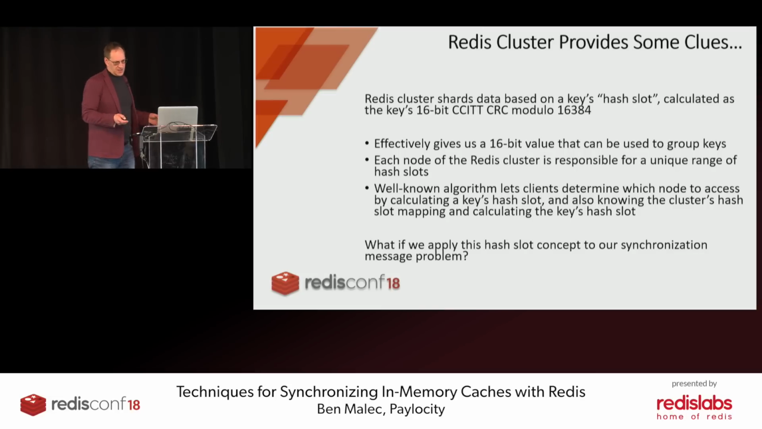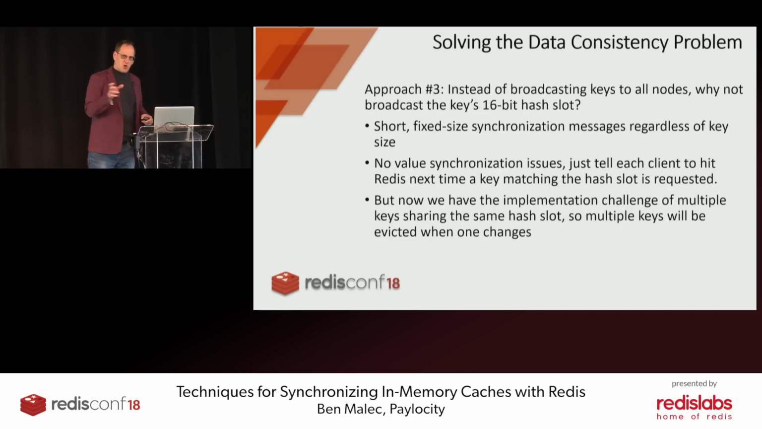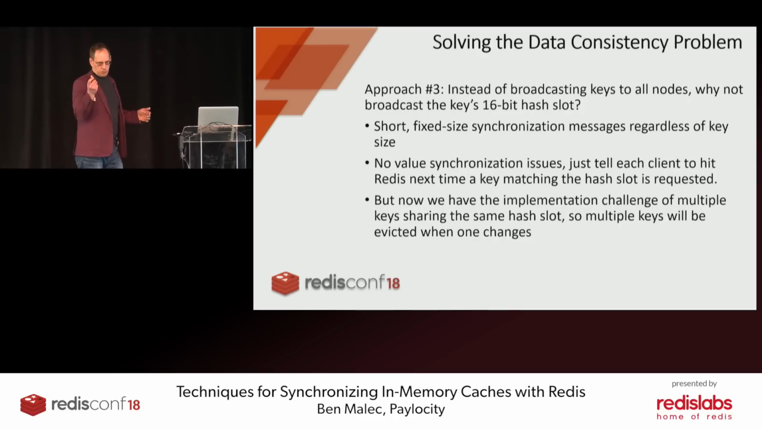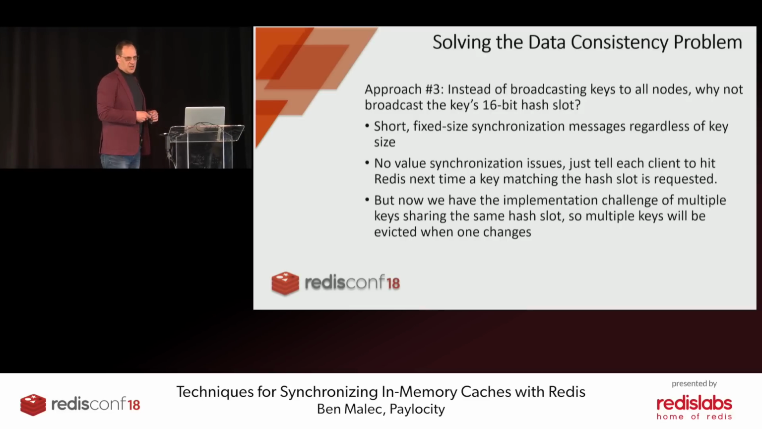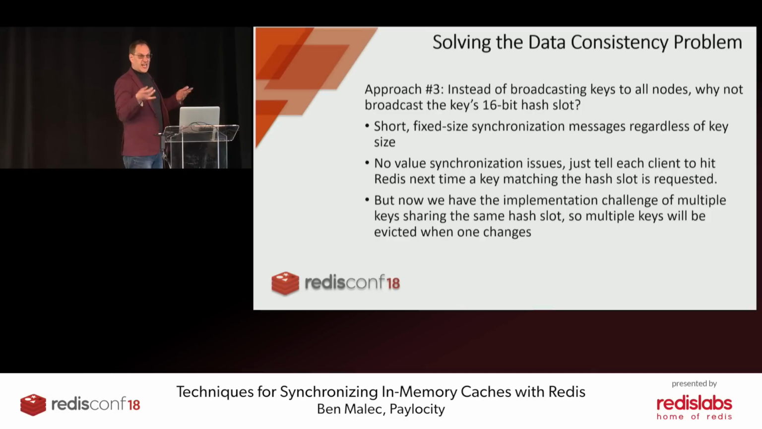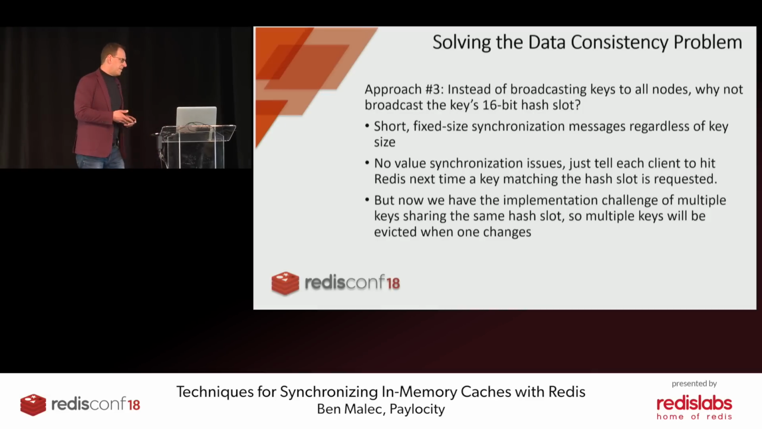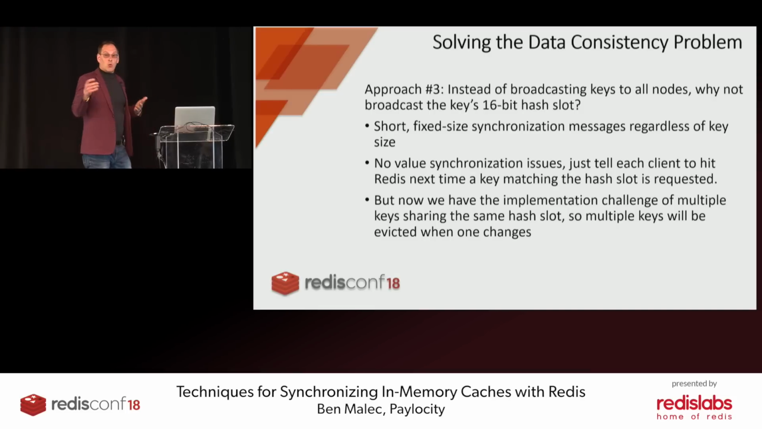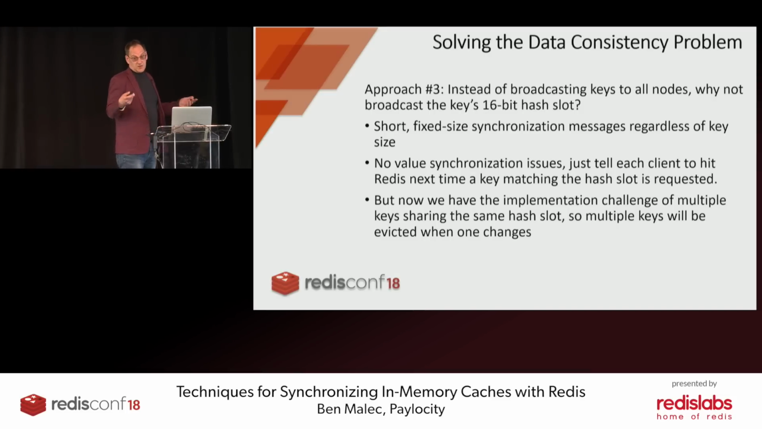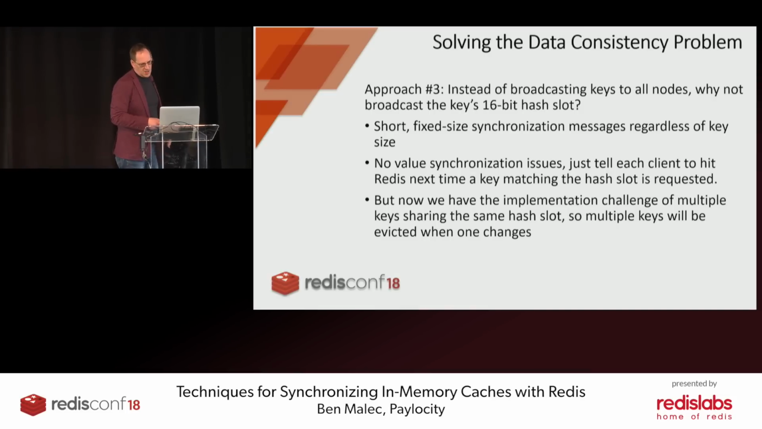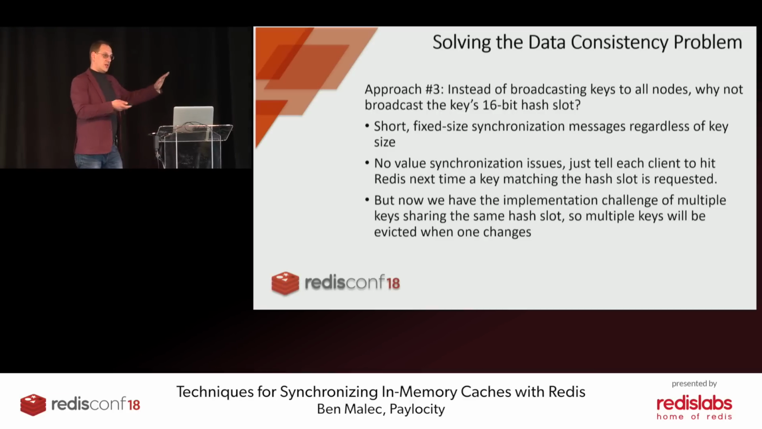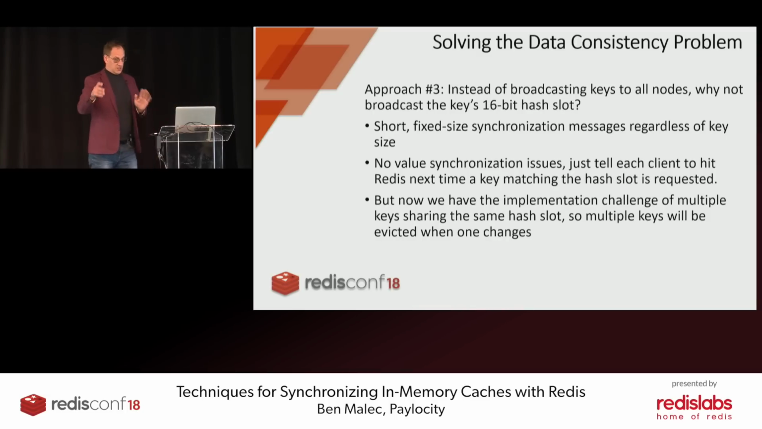If instead of sending keys, what if we actually just broadcast this hash slot? So now, regardless of key size, we're broadcasting a 16-bit value that identifies a group of keys. Even if you have that hypothetical half gigabyte key, all you need to send is 2 bytes to identify the hash slot. Again, we're not sending values. We're just saying, hey, you need to invalidate your data. Look at Redis. Redis, again, always the gold standard for the data in this cache.